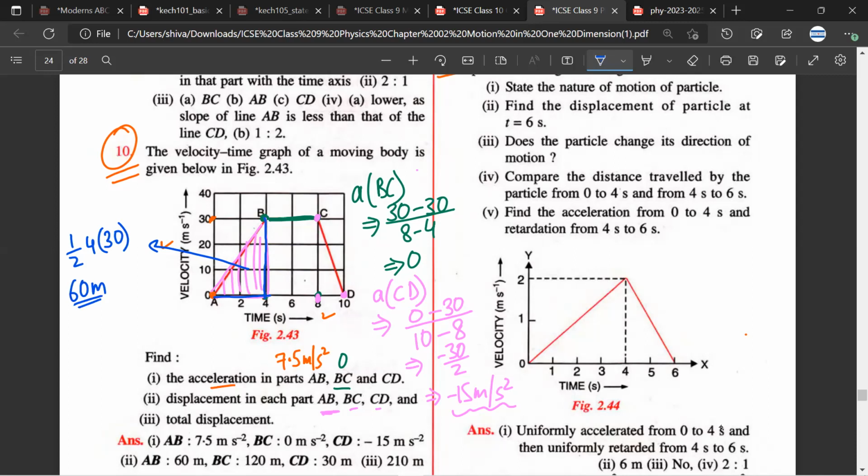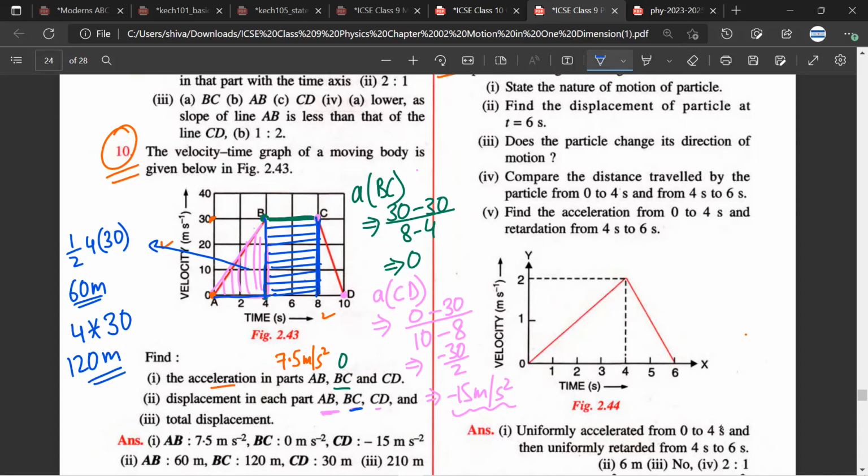Now I want to calculate the displacement in part BC. This would be the displacement in part BC. So this would be 4 into this, which is 30 minus 10, since 4 to 8 is 4 seconds. So this would be 120 meters. Have you understood, Chris?